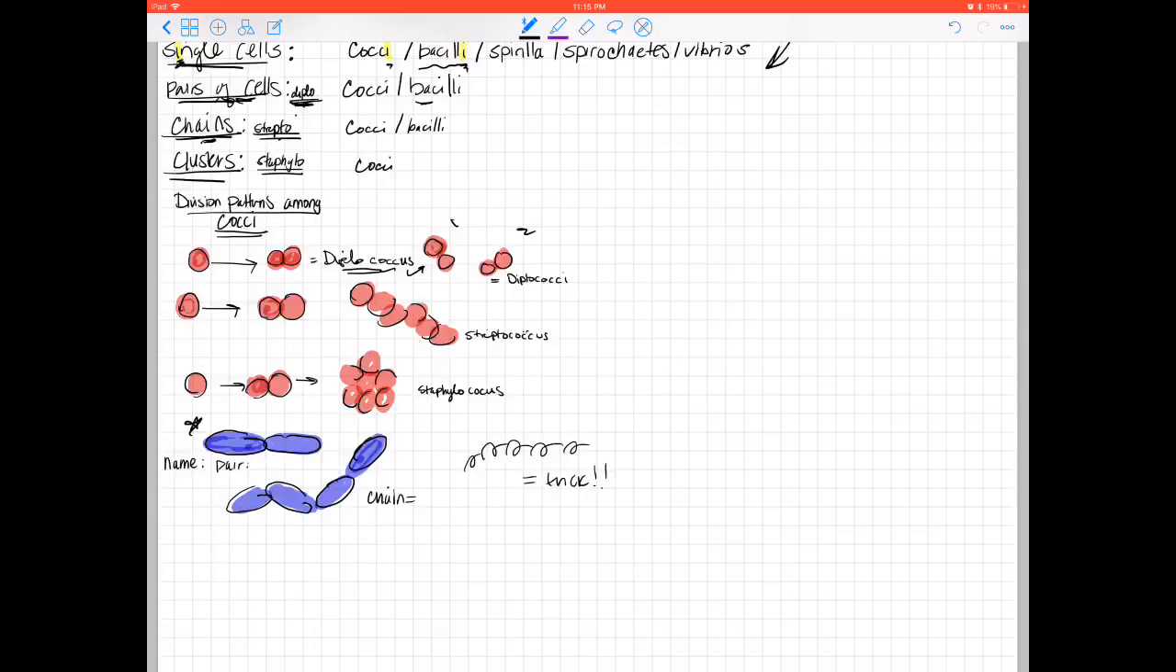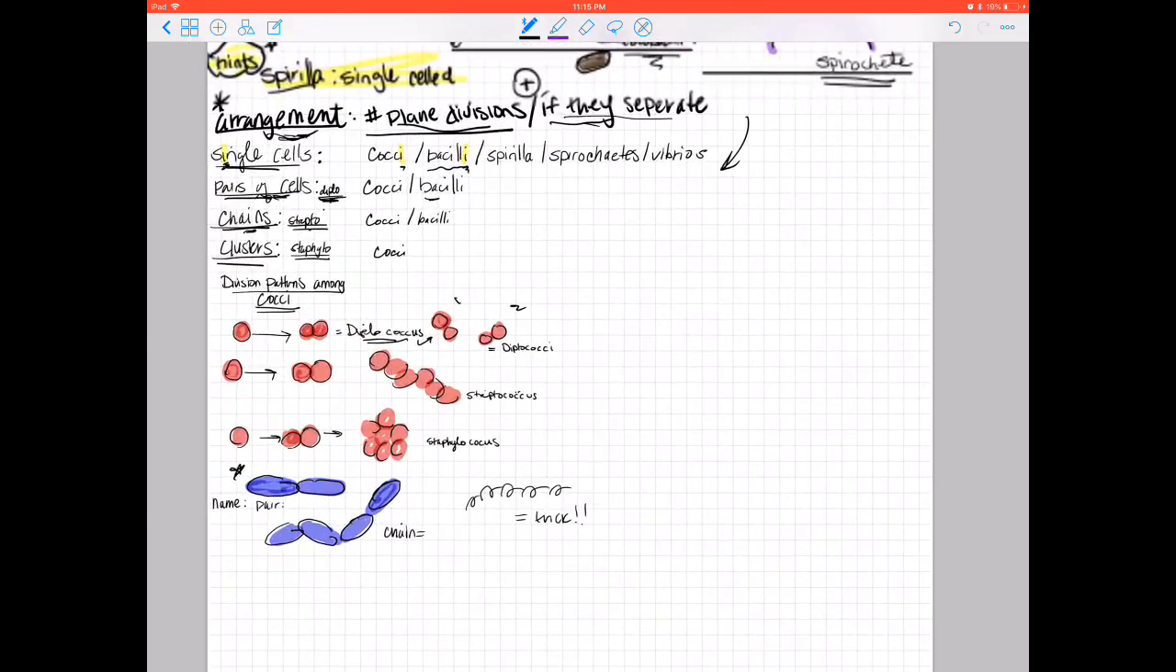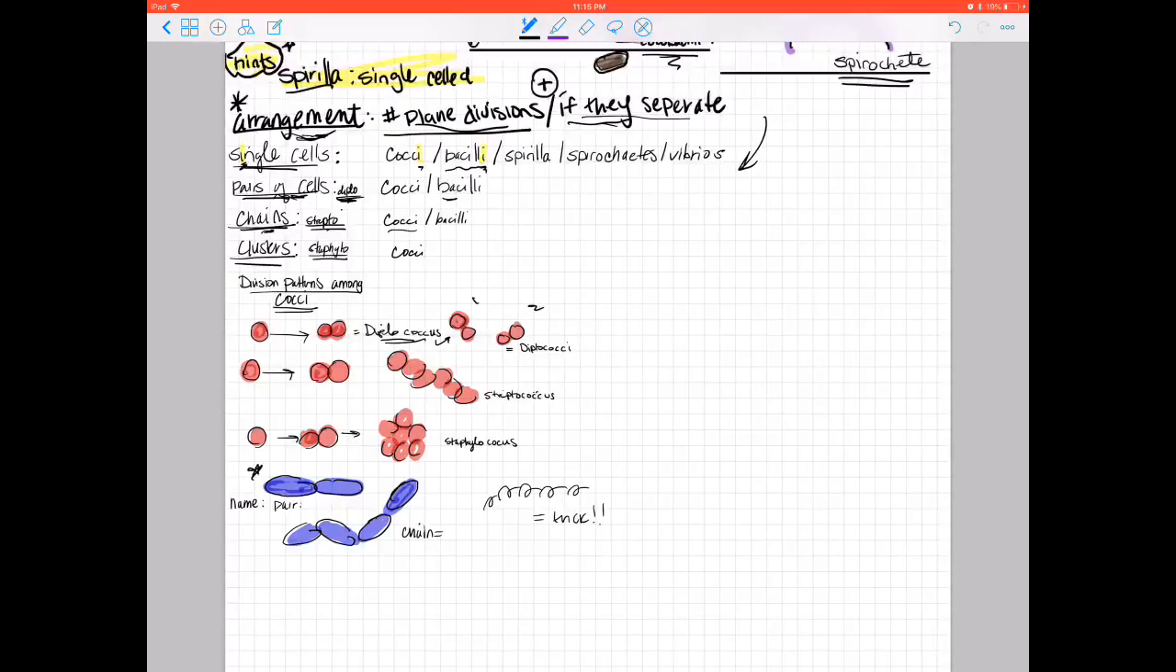Are you going to be able to see streptospirilla? If you said yes, then you'd be wrong, because as you can see here, it shows chains. You can only have streptococci or streptobacilli. You can't have streptospirilla. You can't have chains of spirilla, of spirals. They exist as single-celled organisms, and they will not be connected as chains.